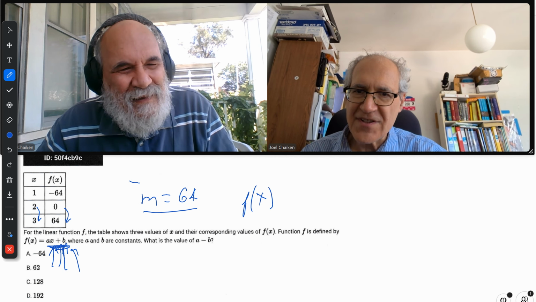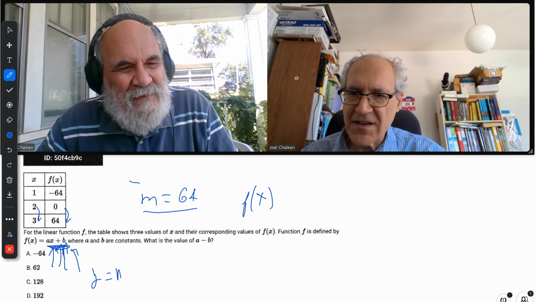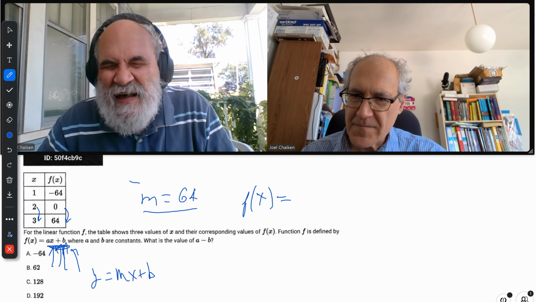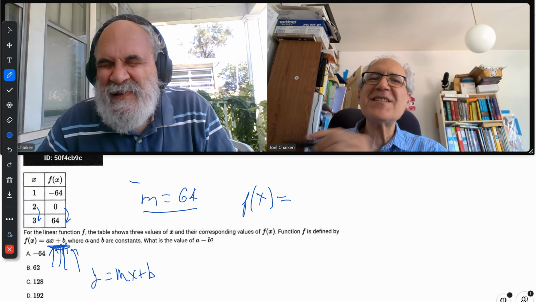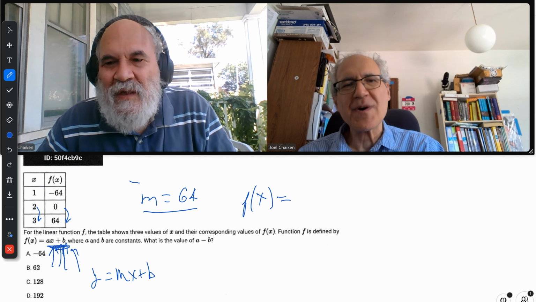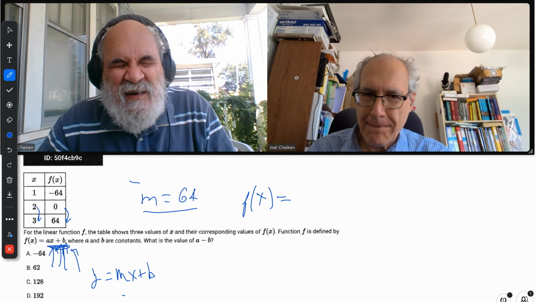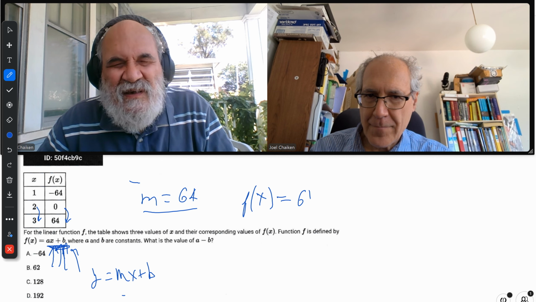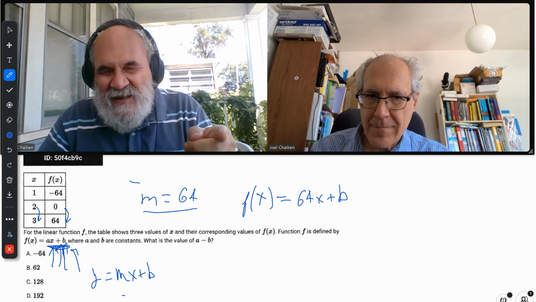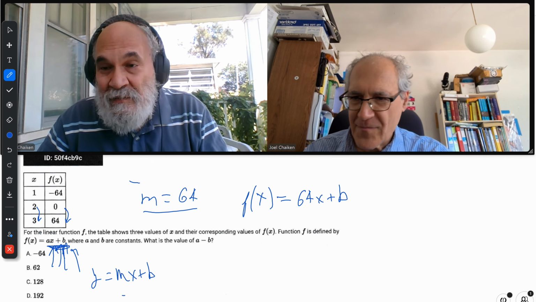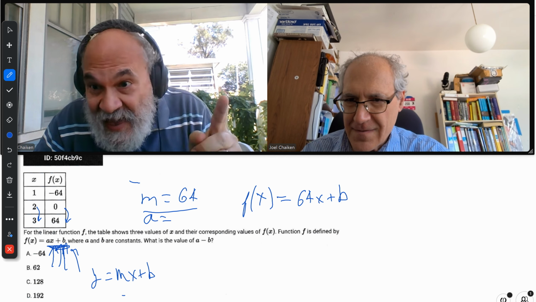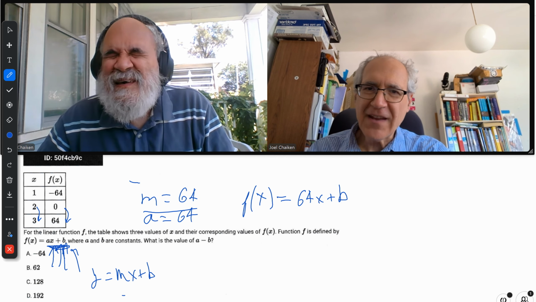Yeah, a is 64. The slope, by the way, of a linear function mx plus b, m is the slope. The equation for a linear function is y equals mx plus b, where m is the slope and b is the y-intercept. And when y is given by ax plus b, the slope is a. That's exactly right.